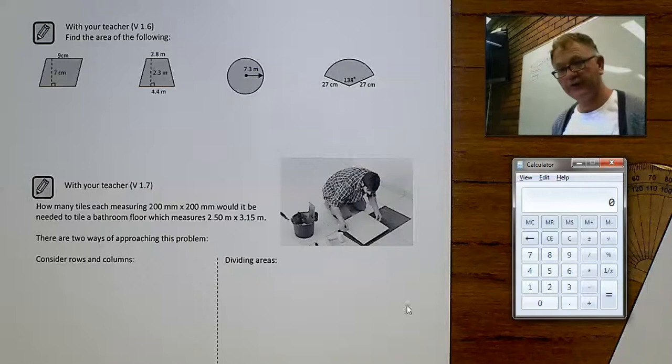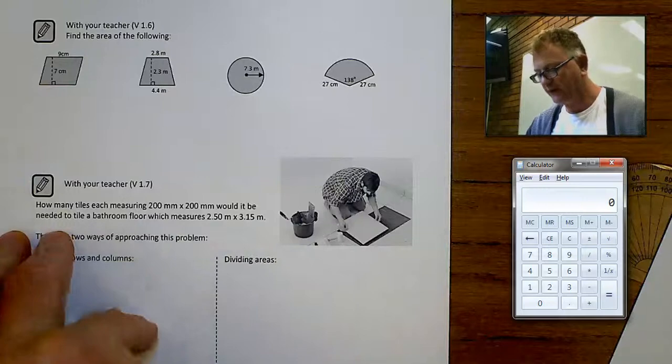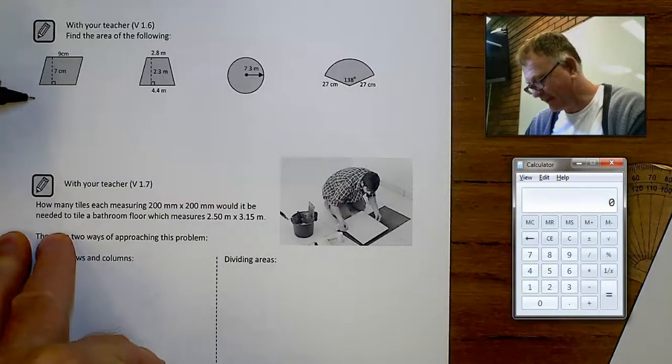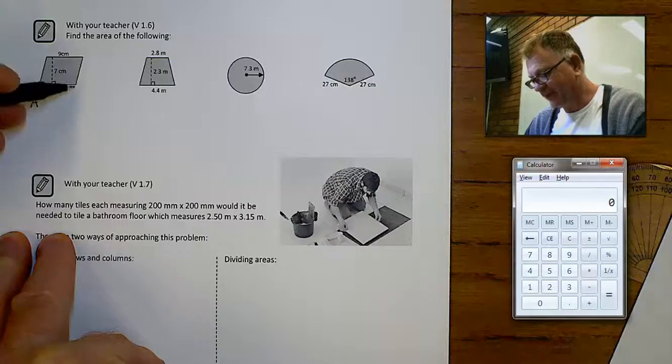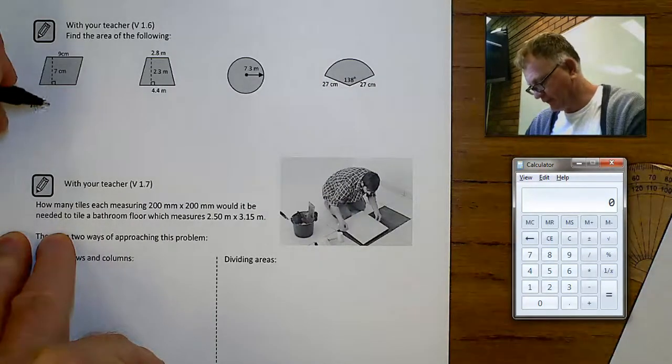We're using area formulas here to work out the area of some plane figures. First shape is called a parallelogram. The formula for working out the area of a parallelogram is the length of the base times the height. So in this case, I'll write the formula.